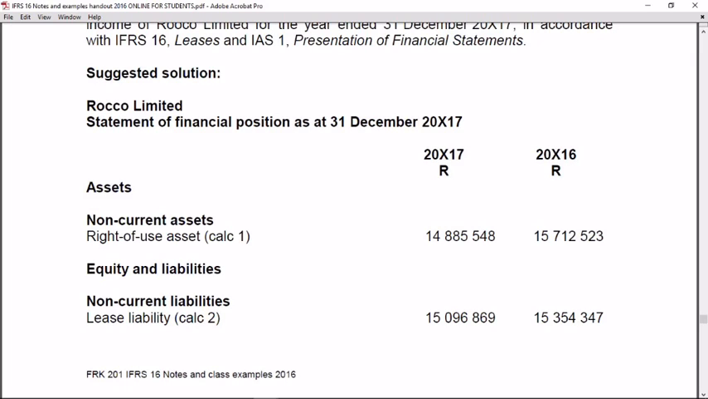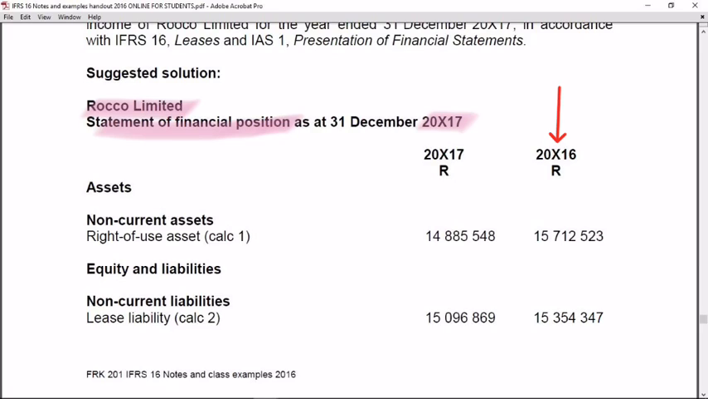Presentation of this lease agreement in the financial statements of Rocco Limited for the year ended 31 December 2017 will then be as follows. We have a proper heading, Rocco Limited, Statement of Financial Position as at 31st December X17. Please note that comparative information would then be required unless specifically excluded from the required section.